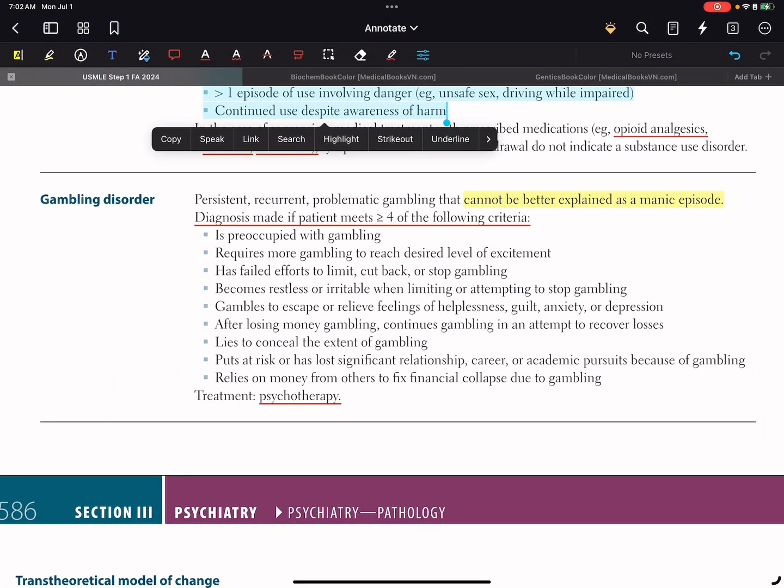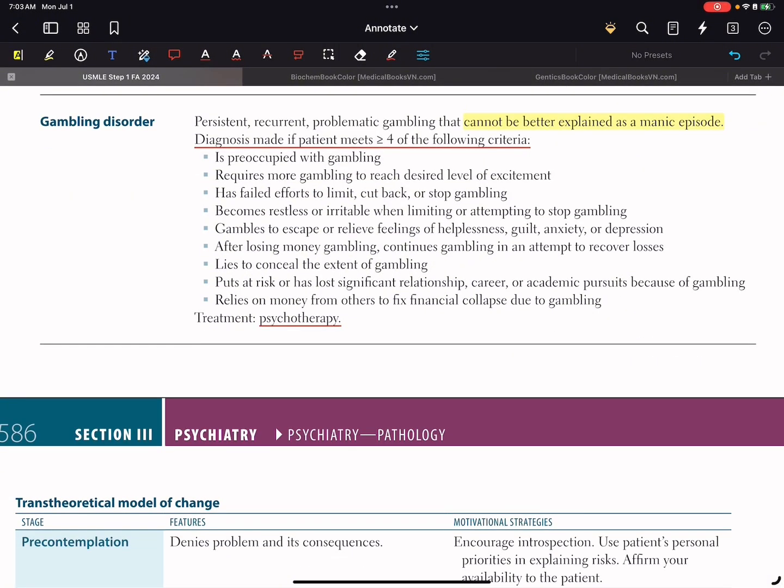Gambling disorder is persistent, recurrent, problematic gambling that cannot be better explained as a manic episode. In a manic episode, they usually start gambling and spending money irresponsibly. Diagnosis is made if the patient meets more than 4 different criteria. We said that 4 is the lucky number in psychiatry. Is preoccupied with gambling. Requires more gambling to reach desired level of excitement.